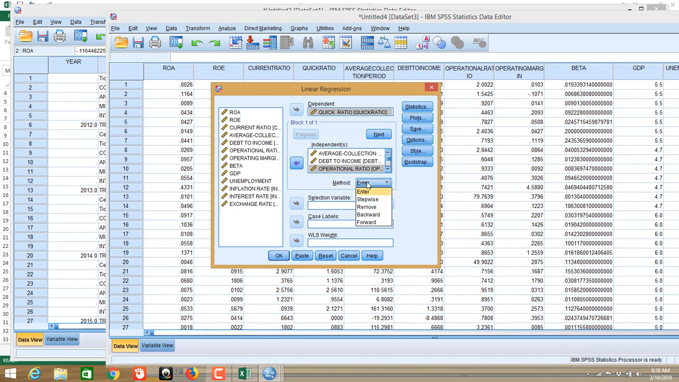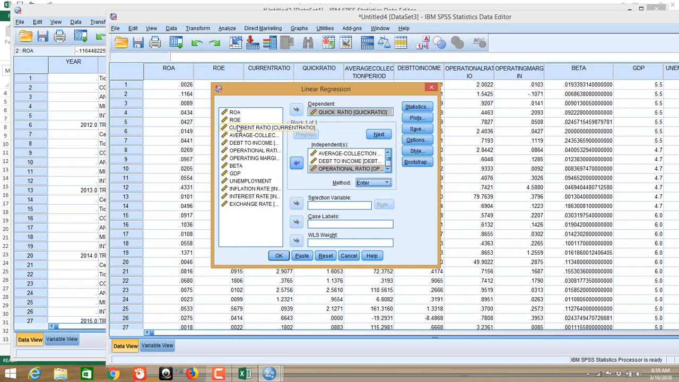Now you have to choose what method we want. This method is very important. When we say enter method, the system will run the analysis according to the data that you arranged. Now we put it here, right? We choose which one first, which one next. But if you want the system to choose for you which one is the most significant to the dependent variable, remember, we want to see which of these independent variables influence your dependent variable. We want to see what causes liquidity among these variables, which one has the highest impact.